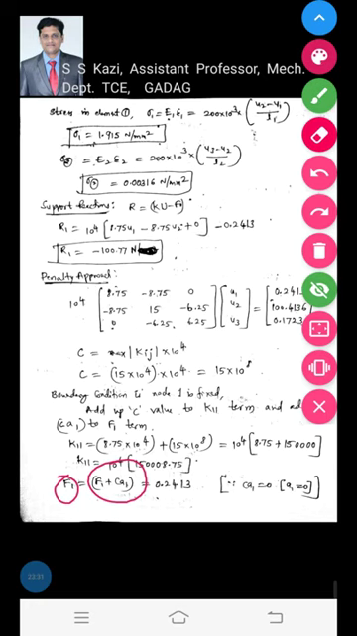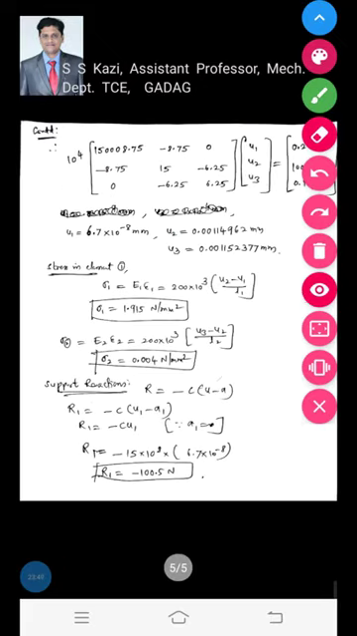The next, F1 will become F1 plus CA1. What is CA1? A1 is 0, then C into A will be 0. 15 into 10 raised to 8 into 0 will become 0. Hence the earlier value of F1, 0.2413, will remain the same. Now we will modify the global stiffness matrix. We will just modify the K11 term, we will replace it.